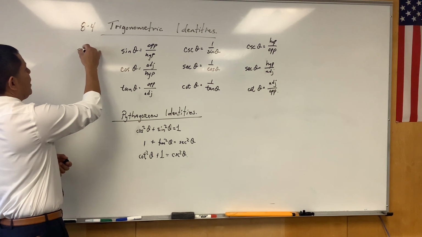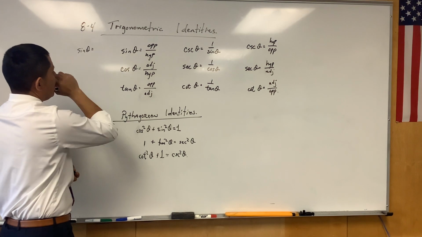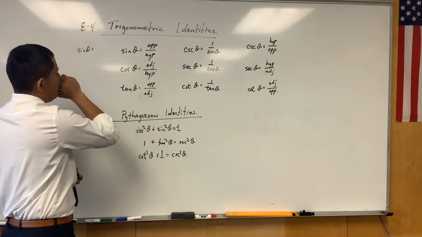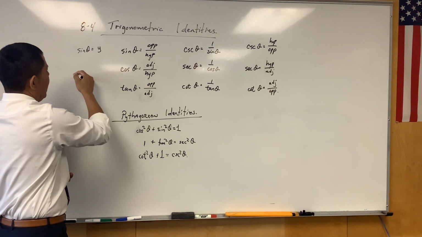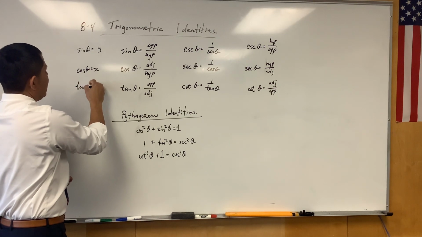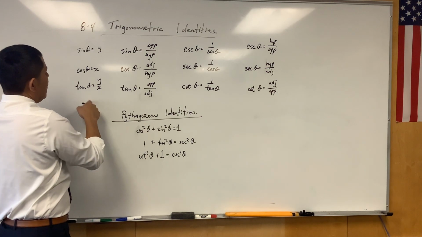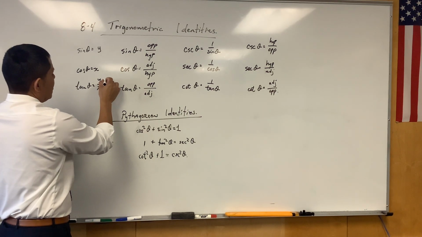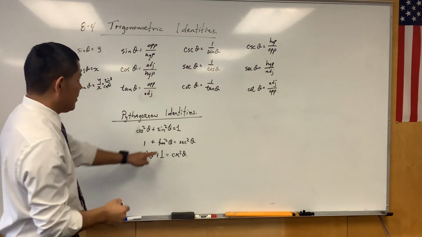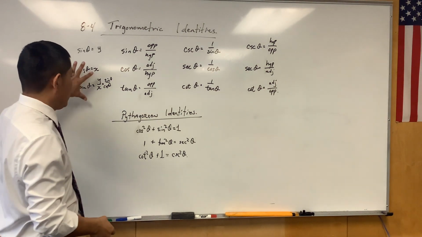So our sine of theta is equal to y. Our cosine theta is equal to x. Our tangent of theta is equal to y over x. And then this is also the sine of theta over the cosine of theta. When I was doing the tangent, right, I wanted to reference that, but I didn't have it written, but I'm going to write it now.